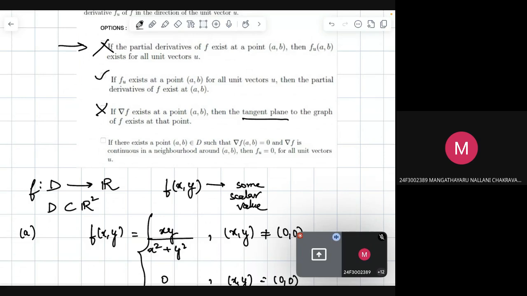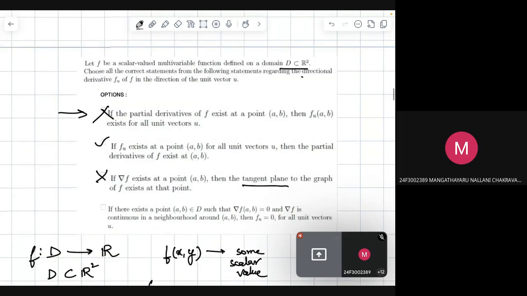Okay, now coming to the fourth option. The fourth option is if there exists a point AB belonging to D such that the gradient of f at AB is equal to 0 and del f is continuous in a neighborhood around AB, then we are finding fu equal to 0. fu means the directional derivative of f in the direction of unit vector u.